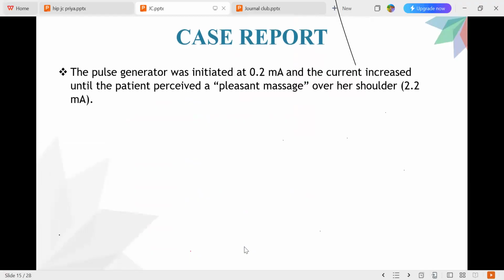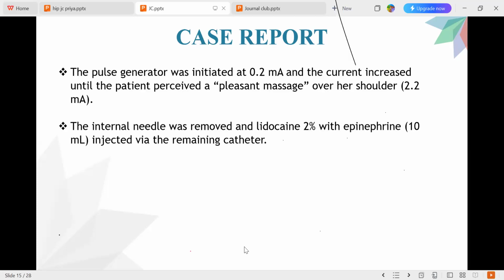So the pulse generator was initially set at a current of 0.2 milliampere, and slowly it was increased until the patient perceived a pleasant massage-like feeling over her shoulder. In this case, the current was around 2.2 milliampere for this patient.